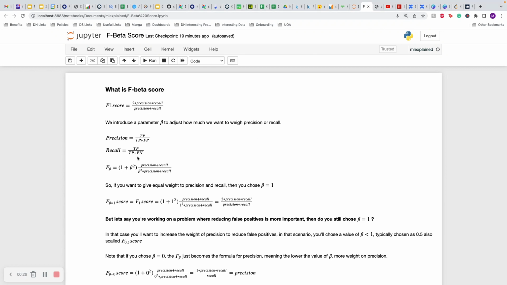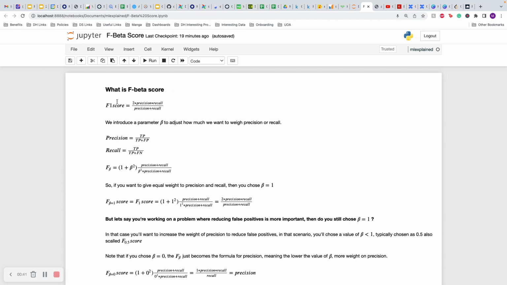But there is also another F score, which is known as the F beta score. Now, what is the F beta score? The F beta score is the generalization of the F1 score. The F1 score is actually a special case of the F beta score.